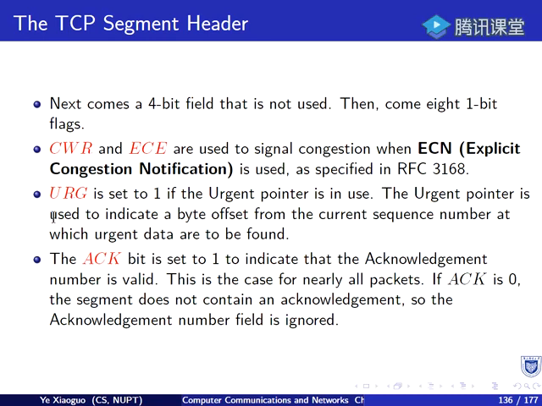URG is set to 1 if the urgent pointer is in use. The urgent pointer is used to indicate a byte offset from the current sequence number at which urgent data are to be found. The ACK bit is set to 1 to indicate the acknowledgement number is valid. This is the case for nearly all packets. If the ACK flag is 0, the segment does not contain an acknowledgement, so the acknowledgement number field is ignored.